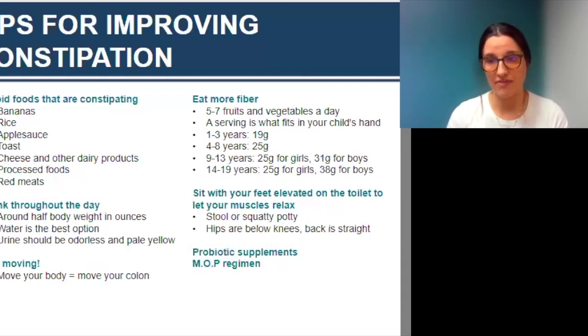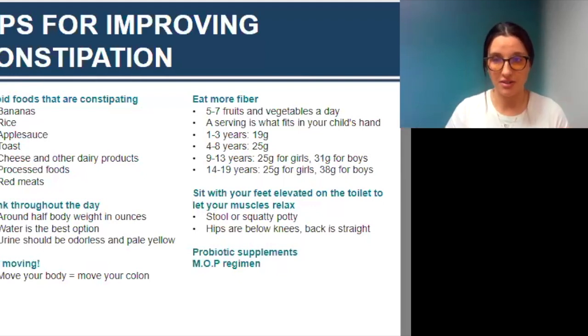For 4 to 8, we want 25. For 9 to 13, we want 25 grams for girls, 31 grams for boys. And then for 14 to 19, we are sticking at that 25, 26 range for girls, and then 38 for boys.